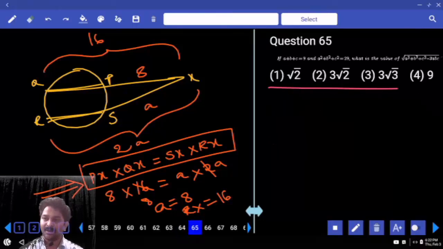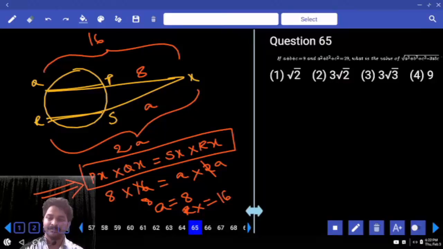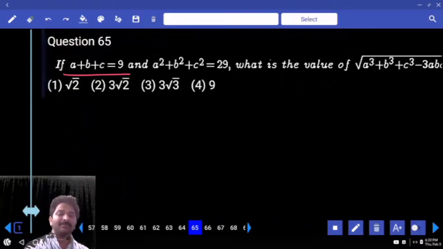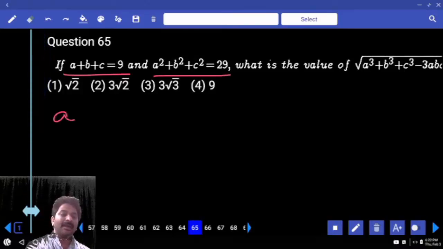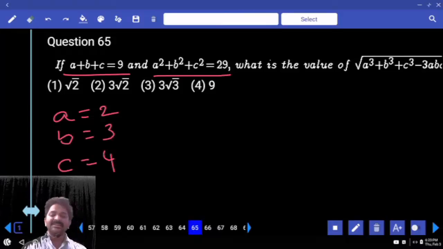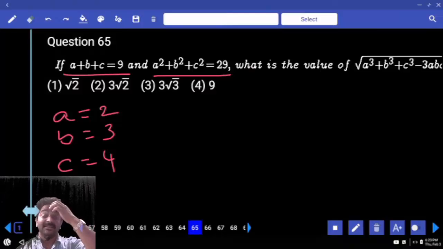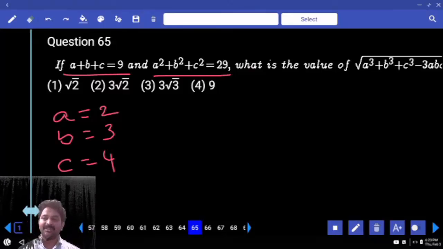Next. Okay? As I told you earlier, you can assume numbers and then start. Okay, I can start with A is equal to 2, B is equal to 3, C is equal to 4. Is the sum of ABC equal to 9? A square, B square, C square: 4 plus 9 plus 16, that is equal to 29. Condition satisfied? So you can directly substitute these values.